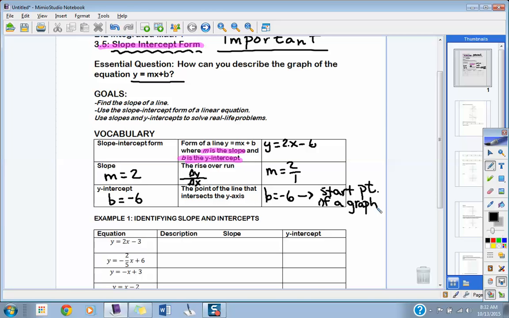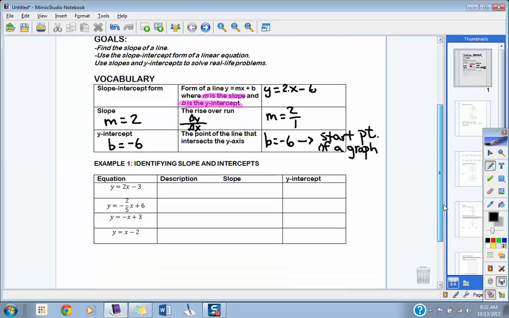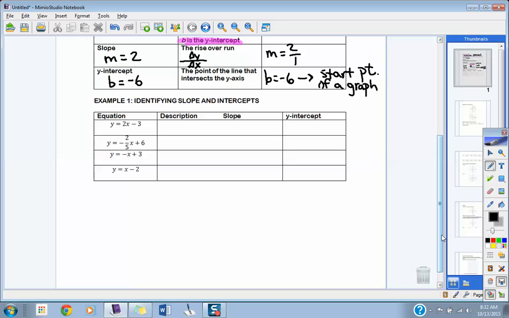Everybody have Desmos open here? Okay, first things first. Let's talk real quickly, see if we can visualize what's going on here. Identifying slope and intercepts. Now, first of all, anytime you're in slope-intercept form, which variable is always alone? Y is always alone right here. Is y alone in all these right here? Okay. The slope will be right next to the x. The intercept will always be the b value.